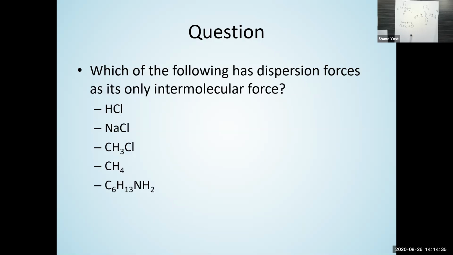Okay. So in this case, we're wondering which molecule or molecules potentially have only dispersion forces as their intermolecular force. So it doesn't have dipole-dipole, no hydrogen bonding, nothing but dispersion as its main type of intermolecular force that it exerts. Okay.